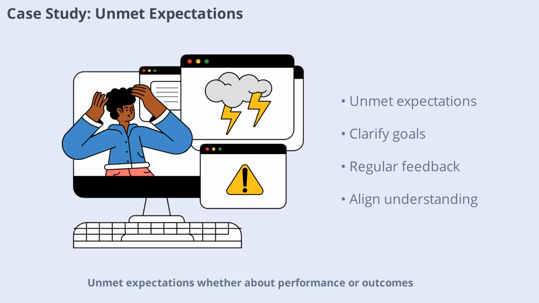Unmet expectations, whether about performance or outcomes, can lead to disappointment and conflict. The source is expectations, and the stage is felt conflict. You clarify expectations, set realistic goals, and provide regular feedback. This proactive approach helps align understanding and reduces future conflicts.